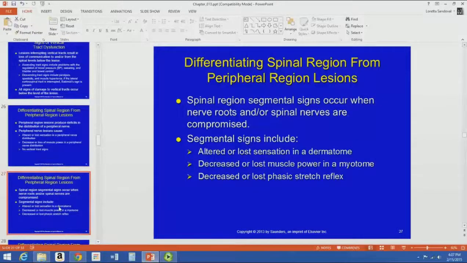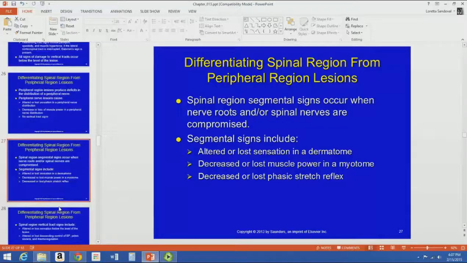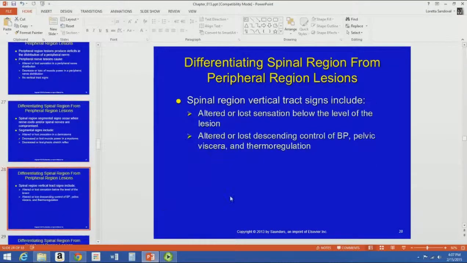Spinal region segmental signs occur when nerve roots or spinal nerves are compromised, like I was saying, like a disc protrusion. So you get altered or lost sensation in a dermatome, decreased or lost muscle power in a myotome, or decreased or lost phasic stretch reflex. So, peripheral lesions show up in the peripheral nerve distribution, while segmental or spinal lesions show up in a dermatomal or myotomal distribution. Just the difference between those two.